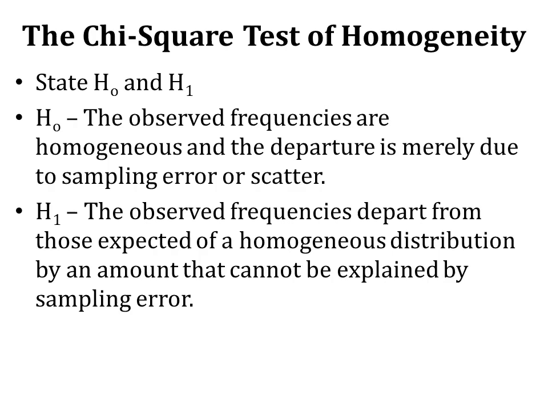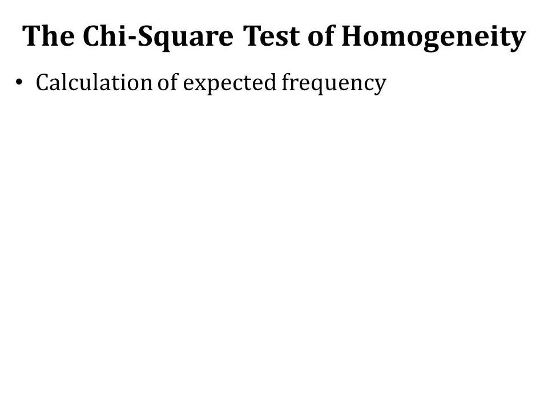The alternate hypothesis is that the observed frequencies depart from those expected of a homogeneous distribution by an amount that cannot be explained by sampling error alone. So in the alternate hypothesis, we are assuming that this difference is significant enough not to be accounted for only by sampling error. These are our null hypothesis and alternate hypothesis.